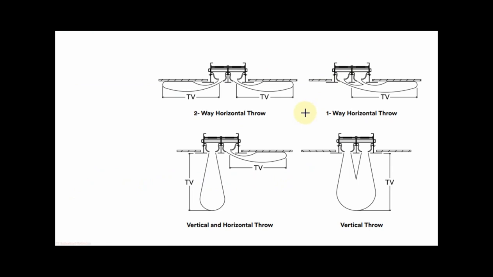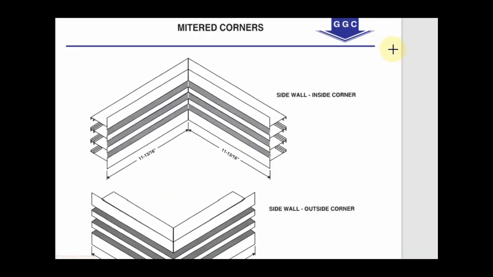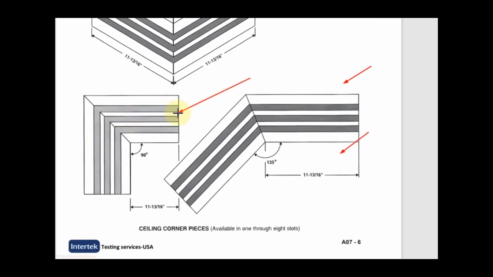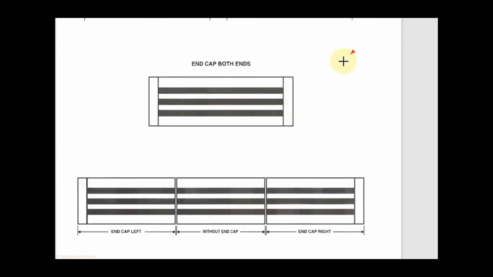These are different flow patterns for the linear slot diffuser, which we get with the help of adjustable deflection blades. It is for two-way horizontal throw, one-way horizontal throw, vertical and horizontal throw, and vertical throw. We use linear slot diffusers in different shapes. You can see this is sidewall inside corner, this one sidewall outside corner, and this one ceiling corner pieces, this one single piece, and it is continuous consisting of different pieces.